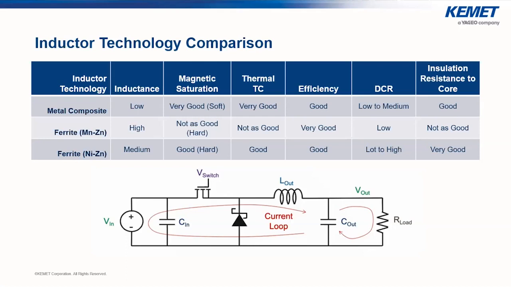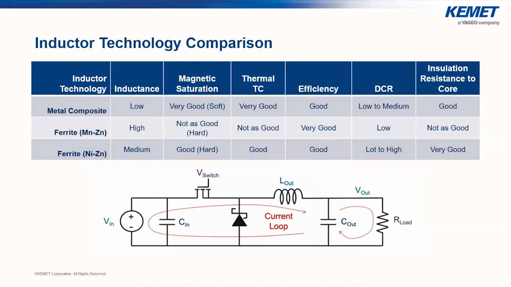And then the last thing is insulation resistance, which most people don't really consider or worry about. But that is really the resistance between the conductor that is carrying the electrons and the core material itself.